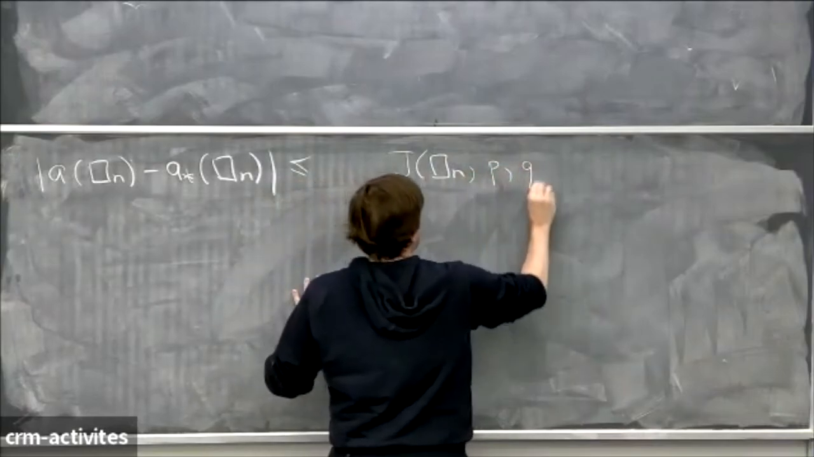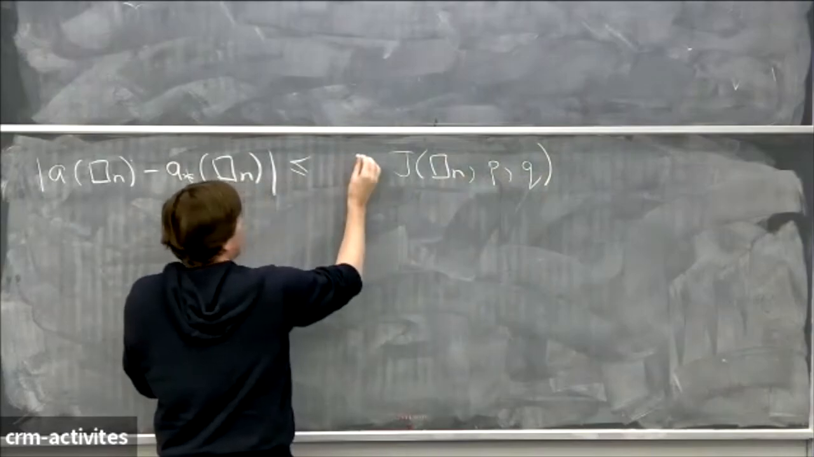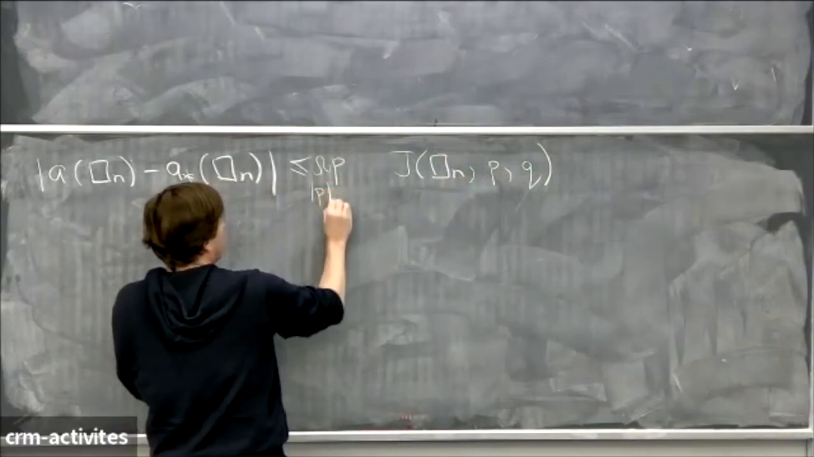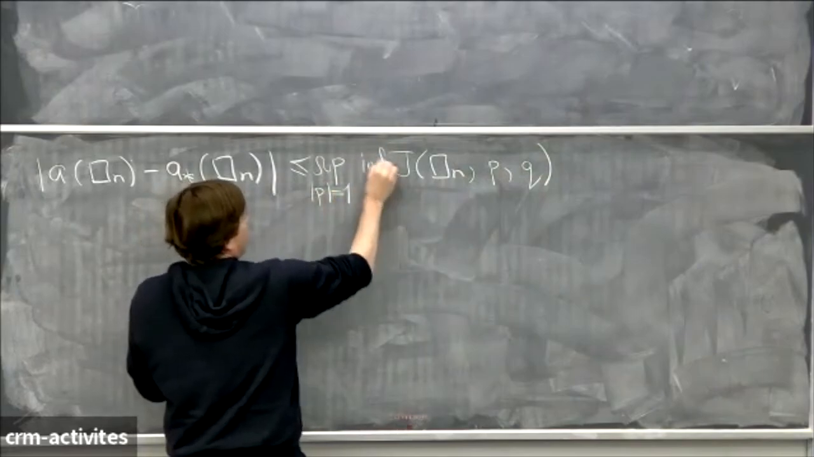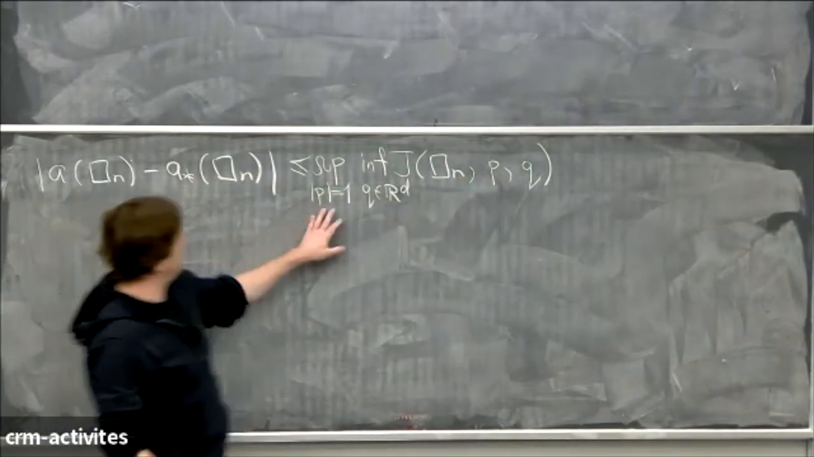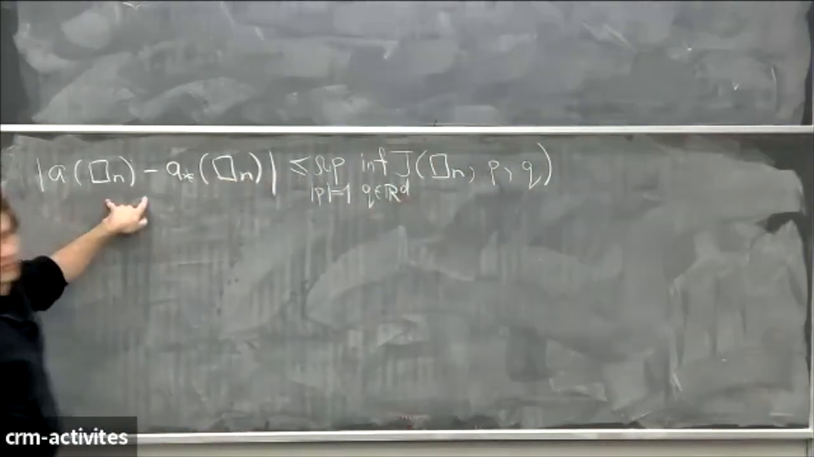Okay, so it's bounded by JPQ, and you're supposed to take the sup over P equal to 1 and the inf over Q. I think I did that right. In other words, if for every unit vector P, you can find a Q that makes this thing small, then you can bound this difference.